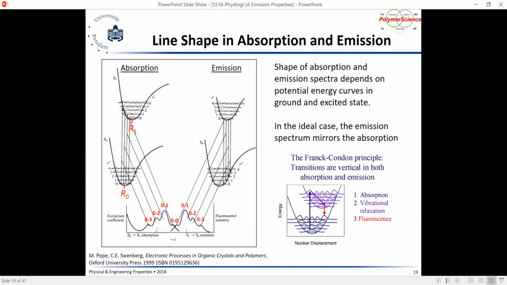So always remember, vibrational relaxation competes with luminescence, i.e. phosphorescence or fluorescence. And as I said, we always end up getting the luminescence from S1, so nu 0 of S1 back to the ground state.